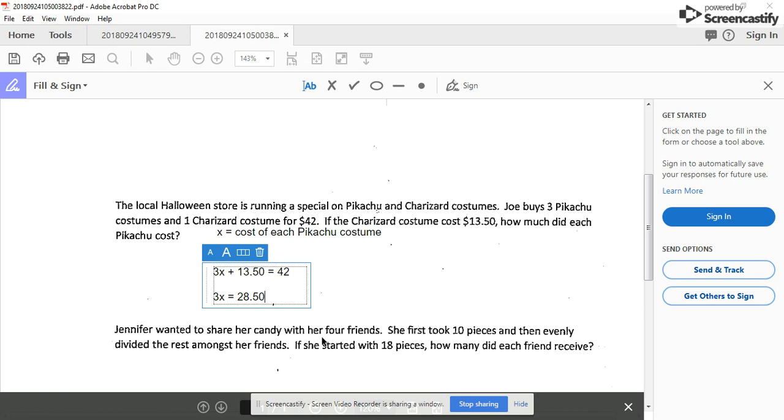Gosh, I don't have a calculator on me right now. But you guys probably do. You go ahead and divide 28.50 by 3. I'm going to think through it real quick to get the answer.